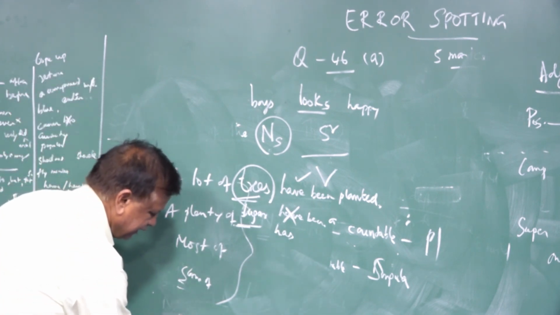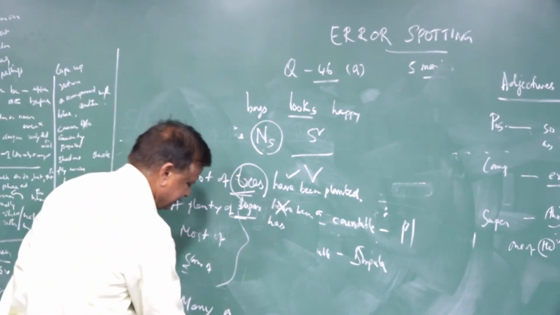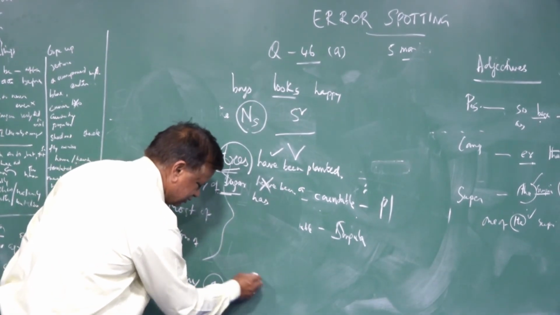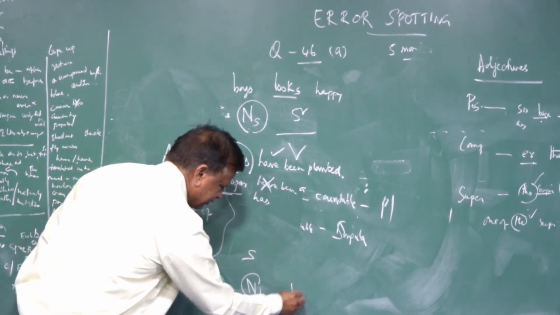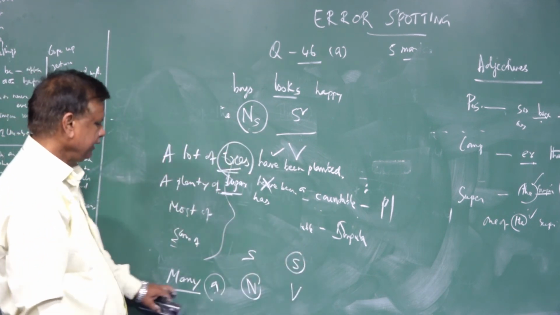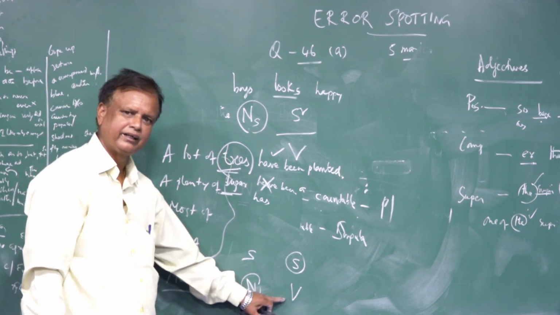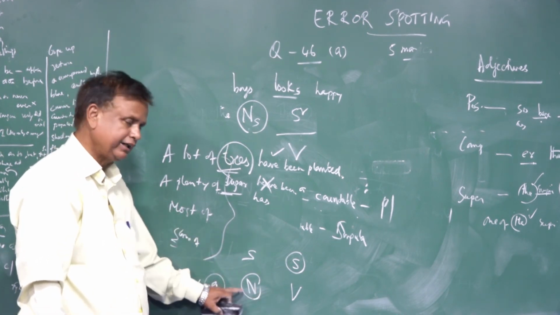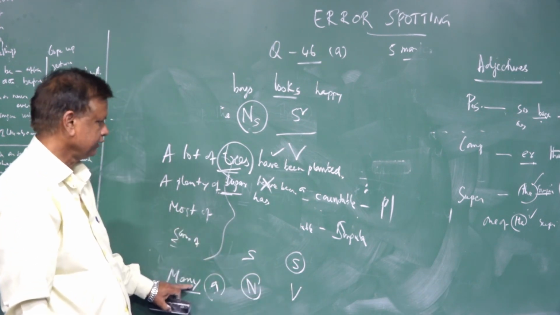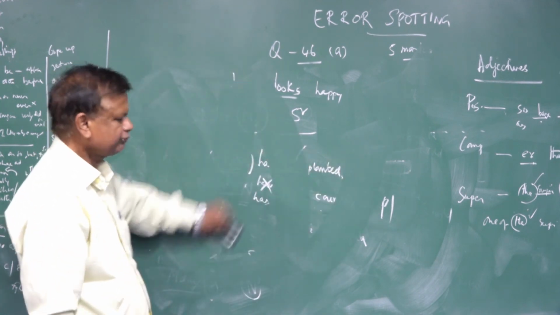Remember this: many a. When the word "many a" is there, the noun here should be singular and the verb used should also be in the singular. "Many a trees have been planted" is wrong. "Many a tree has been planted." That you should be careful about.